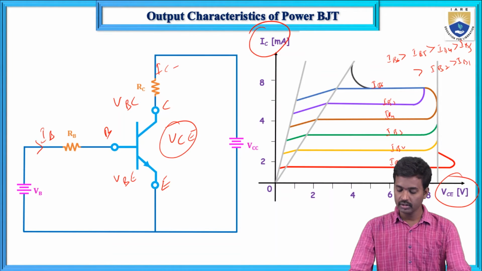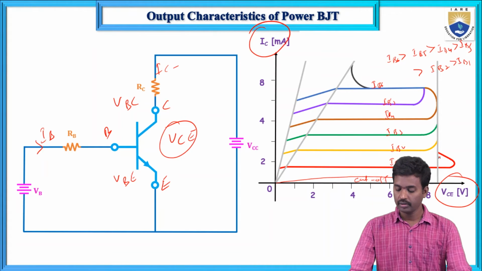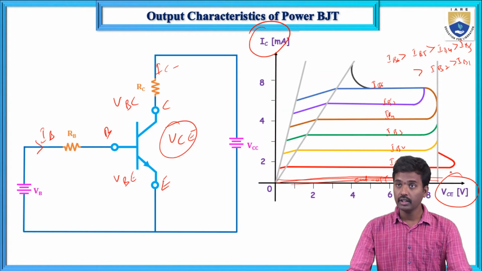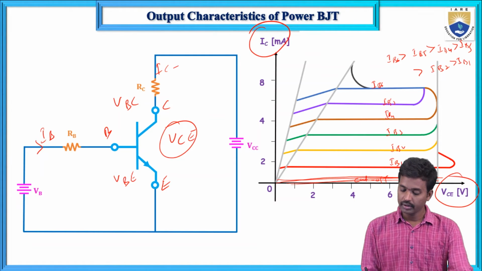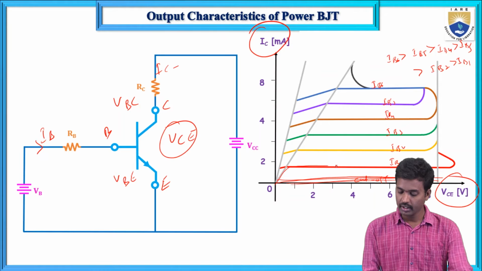In this, this is the cutoff region. Here the power BJT is in turn off mode, so it will not work. There may be a leakage current, ICO. Now I am increasing the base current, so for different base currents, this one.